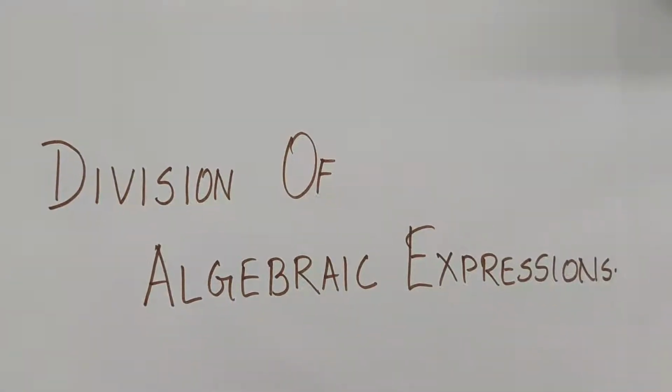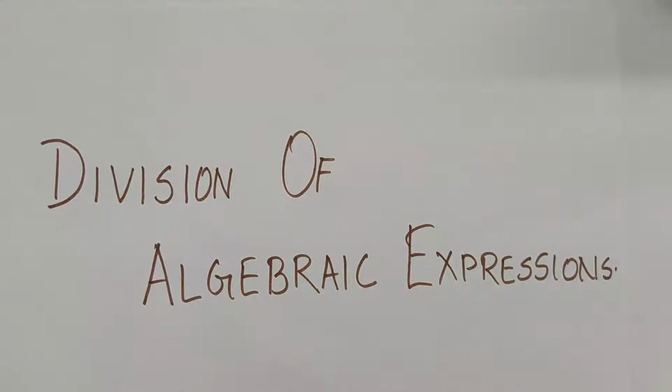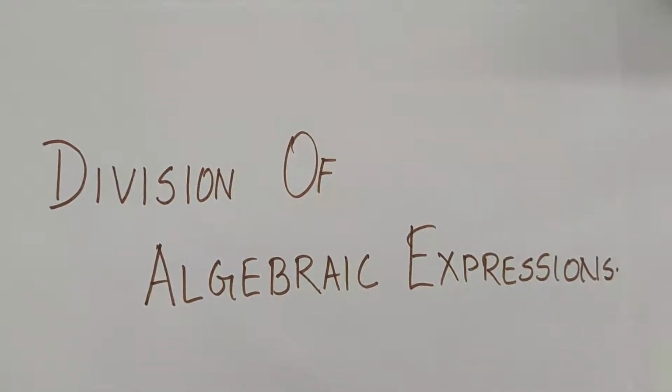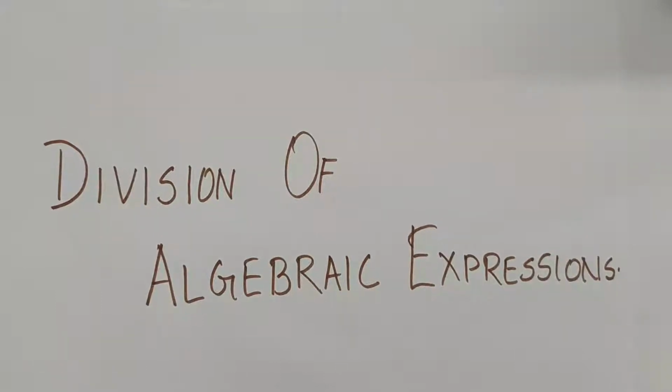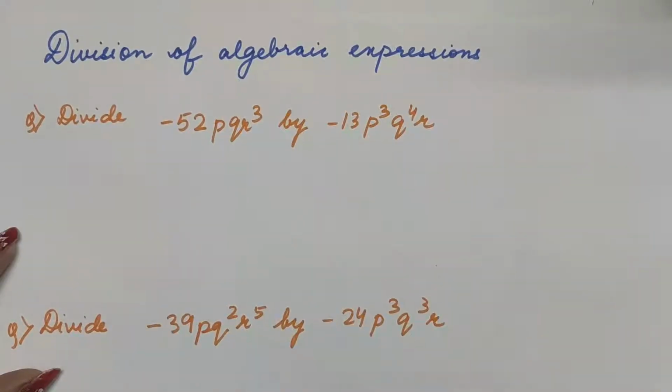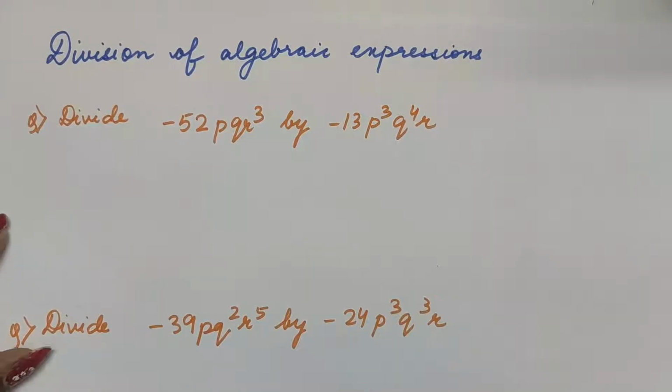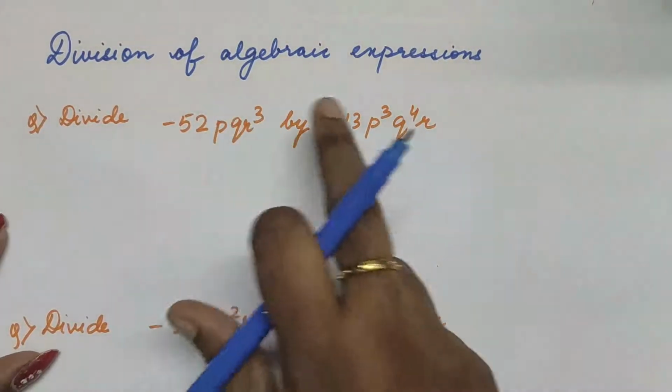Today we'll be doing the next part of the chapter algebraic expressions and identities. Today we are going to learn about division of algebraic expressions. So let us begin. Now we will start with the division of monomial by monomial.